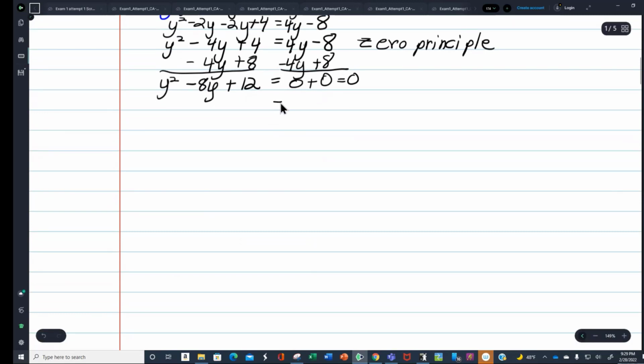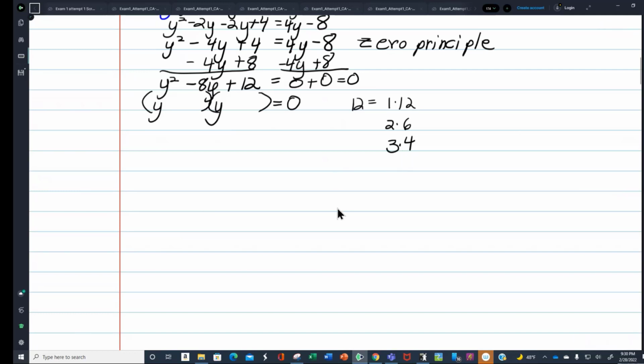Now I'm going to try to factor this. There's no guarantee it's factorable. Well, not factorable over the integers, over the rationals. But I always try that first because it's the quickest. 12 equals 1 times 12. This is a plus 12. 2 times 6 and 3 times 4. And then 4 times 3 starts to repeat.